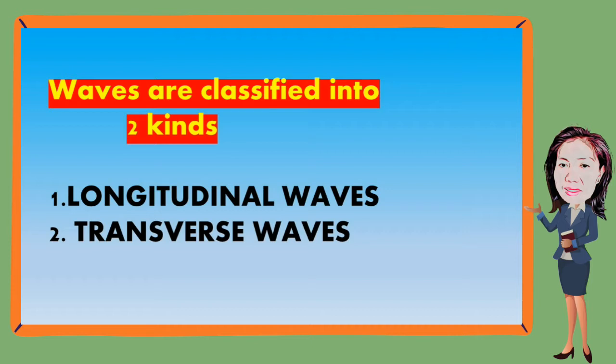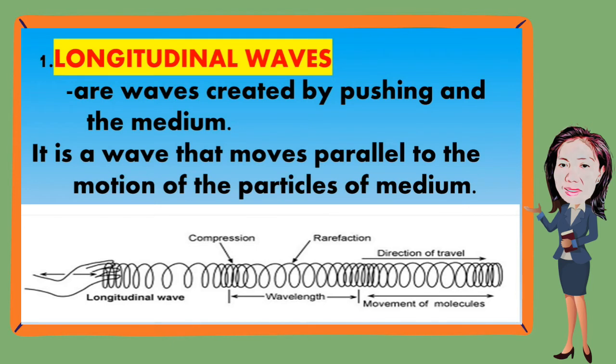So what's the difference between the two? Let's start with the longitudinal wave. So these waves are created by pushing and pulling the medium. So if you want to imagine how a longitudinal wave looks like, ito yung ano niya. So have you seen a slinky? Sino na nakakita ng slinky? Yes, parang spiral, very good. Actually, slinky is the best model for creating waves.